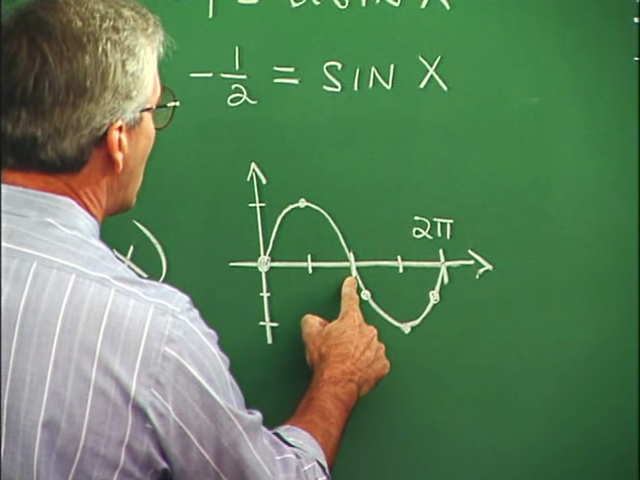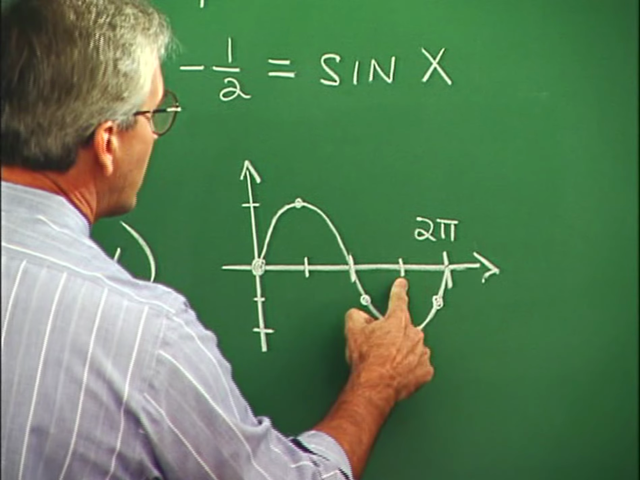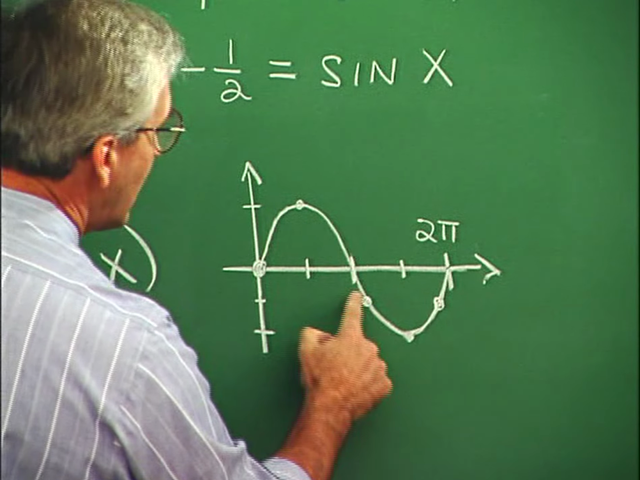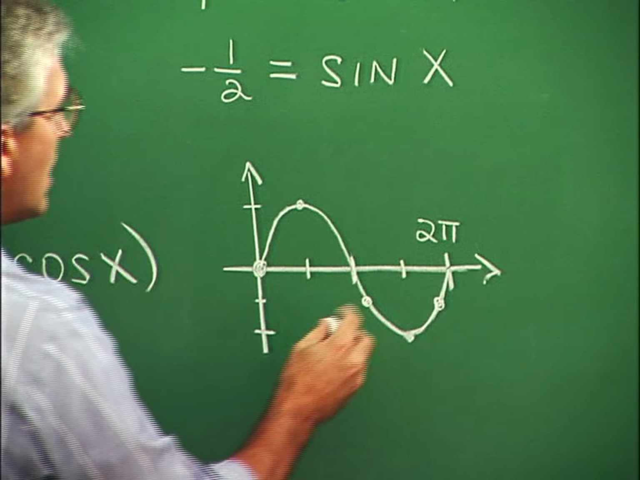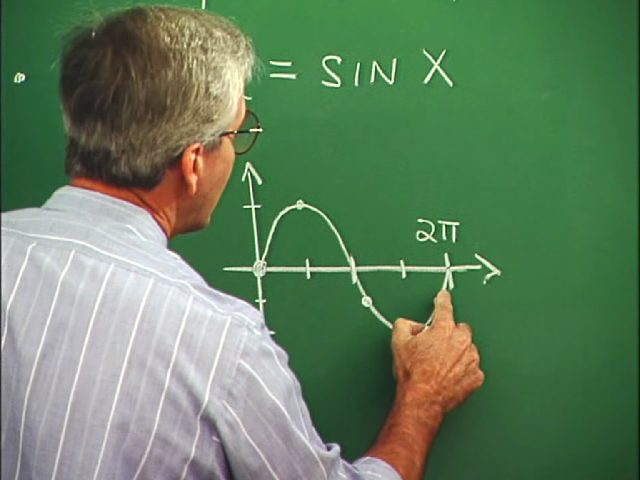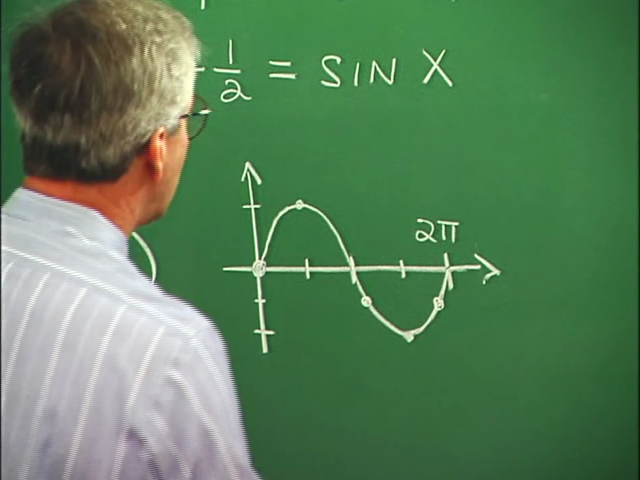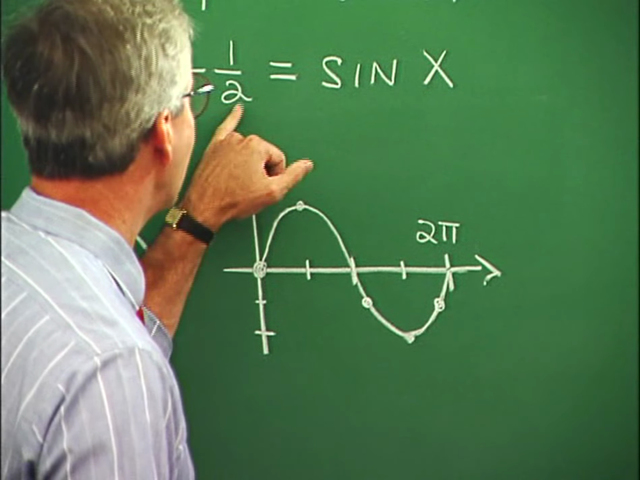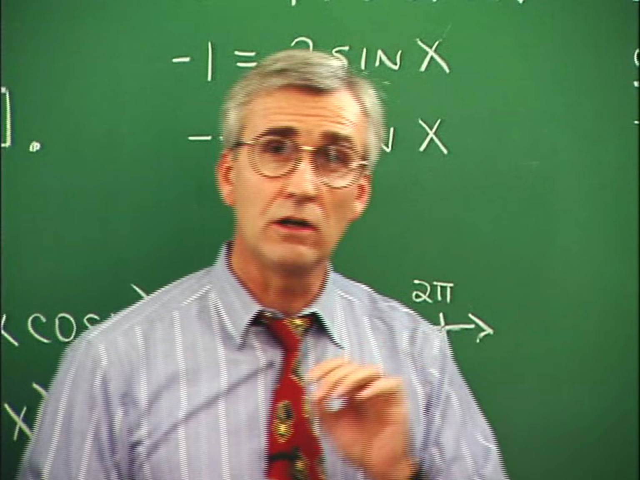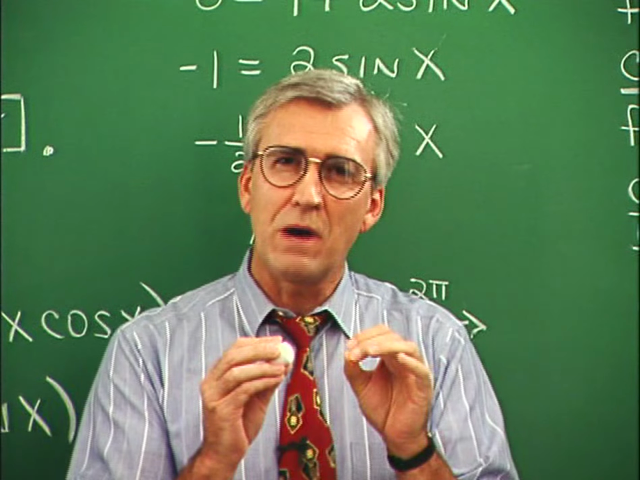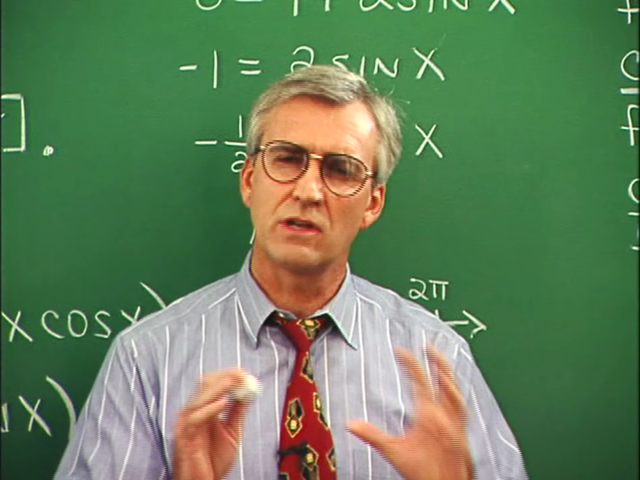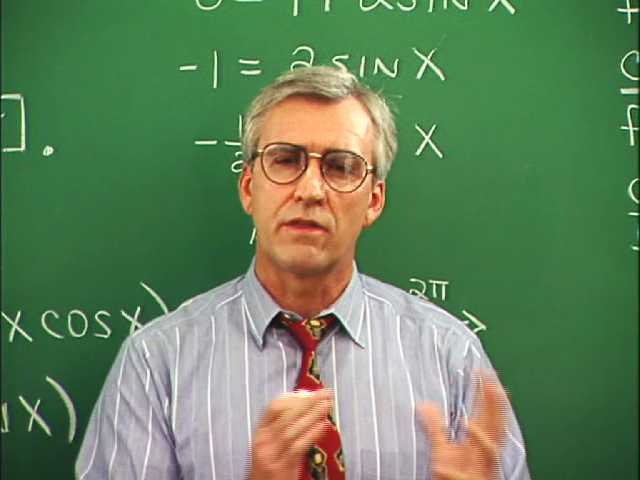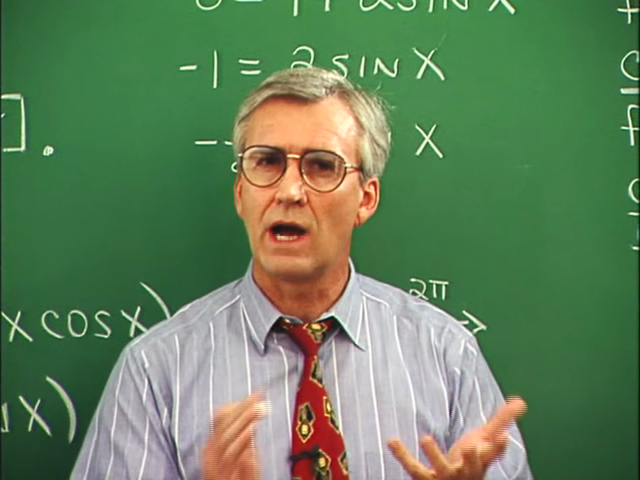Well, where is this? This is somewhat larger than pi, but it's before 3 pi over 2. Is it midway between these two? I don't think so. But at any rate, we have another one over here. Where do we proceed? It might occur to us, we might remember that this has something to do with the familiar 30-60 degree right triangle.